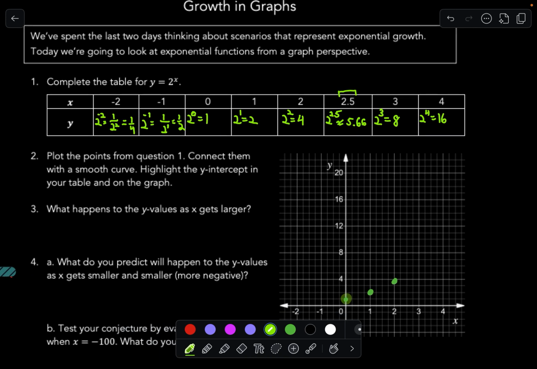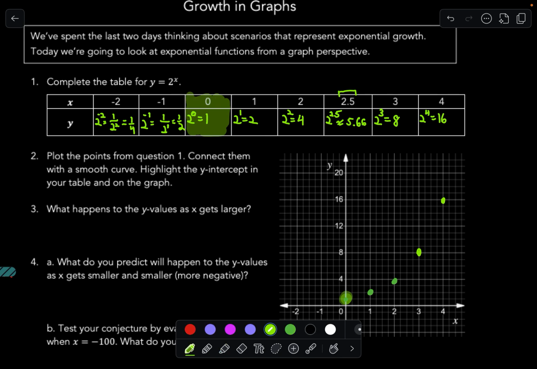Oh, they're right here. So notice we have 0, 1 is already plotted, right there. 1, 2, 2, 4, 3, 8, 4, 16. And they wanted us to highlight the y-intercept, which is both on the graph, which it already is, right there, and then in the table. The y-intercept is always when x is 0, okay?